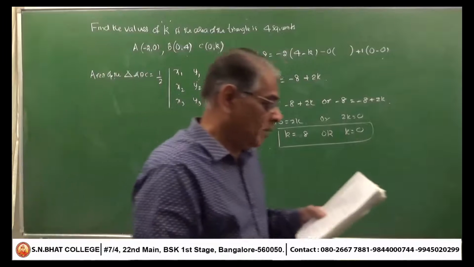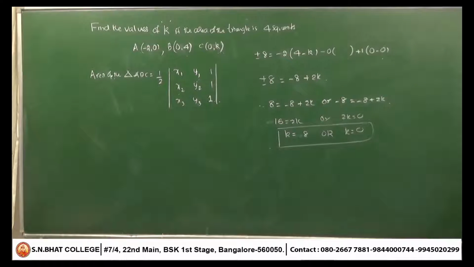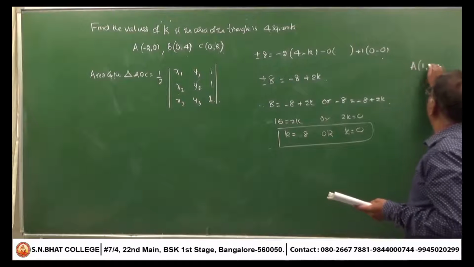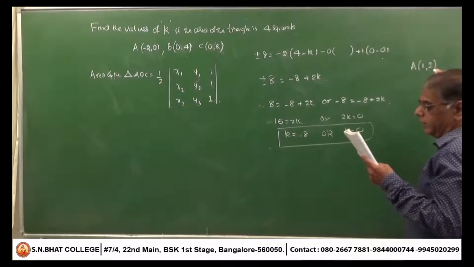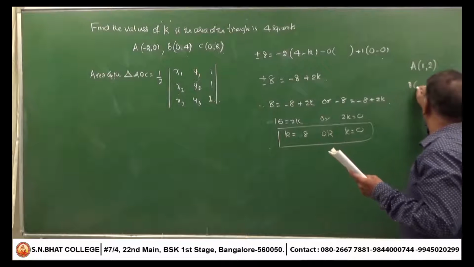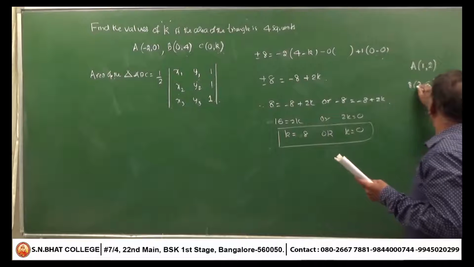Take down the next type of problem. Find the equation of the line joining the points A (1, 2), B (3, 6), using determinants.